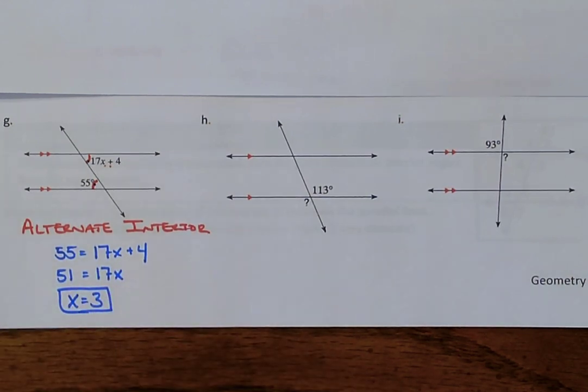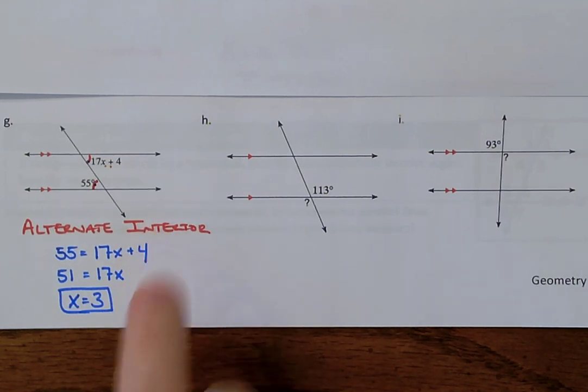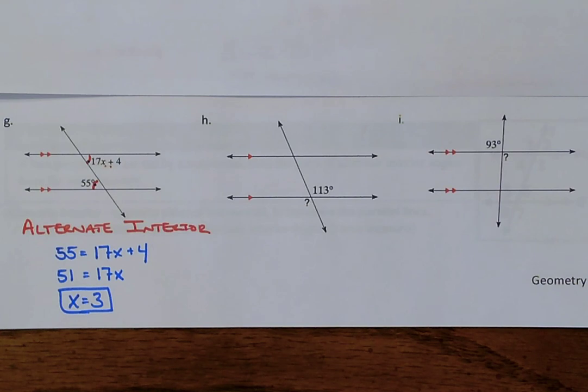So if they were to ask you to not only use the angle relationships, but use those and their properties to go through and find the value of x, this is how you would do it. Identify the angle pair. Again, if it's alternate interior or corresponding, they are congruent to each other. If it's same side interior, they would add up to be 180 degrees.